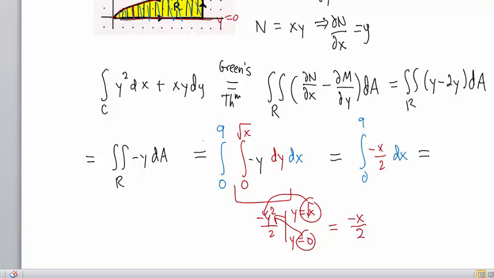Integrating negative x divided by 2 with respect to x, we get negative x squared divided by 4, evaluated from 0 to 9. You put in 9, we get negative 81 fourths. Put in 0, and we get 0, so our answer is negative 81 fourths.